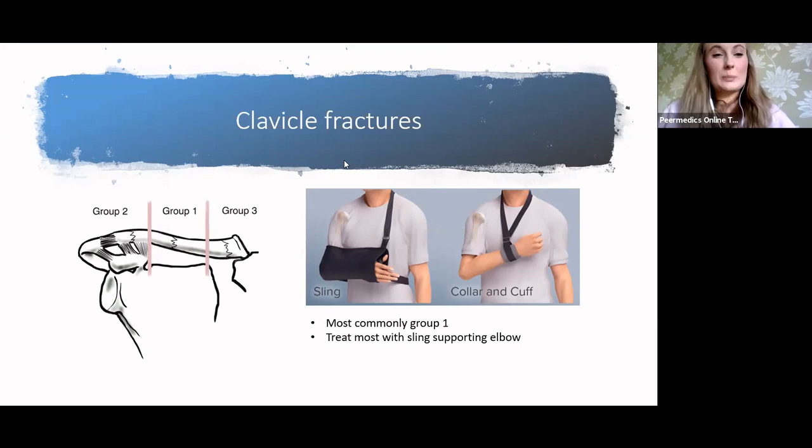These are normally pretty stable, but they're quite obviously deformed. They tend to stick up out of the skin quite a bit. Your lateral segment is going to go down with the weight of the arm, and your medial segment is going to go up with the pull of your sternocleidomastoid. Then group 2, your lateral third, is the second most common, and group 3, the medial third, is your least common type.